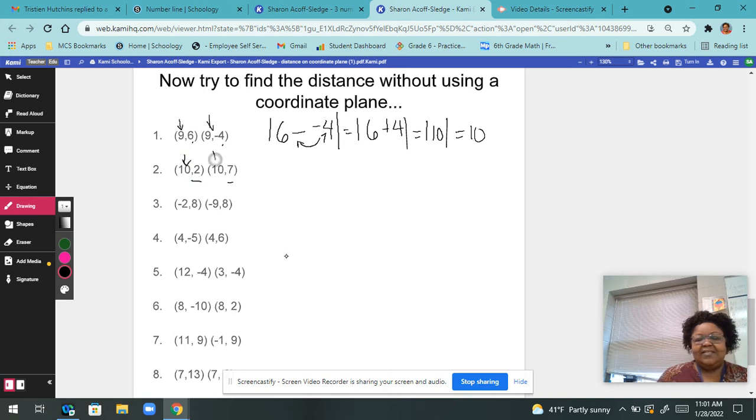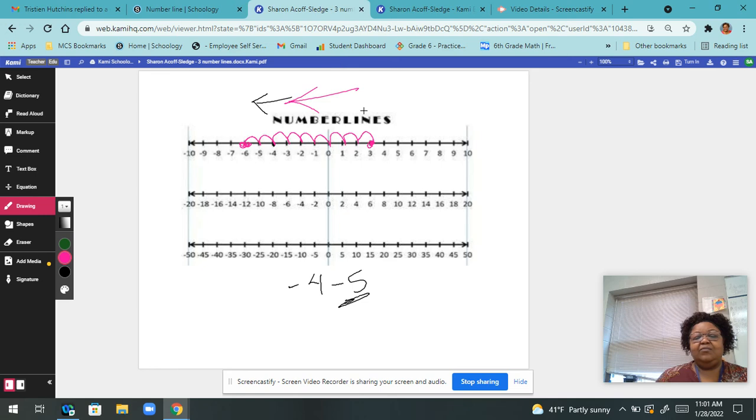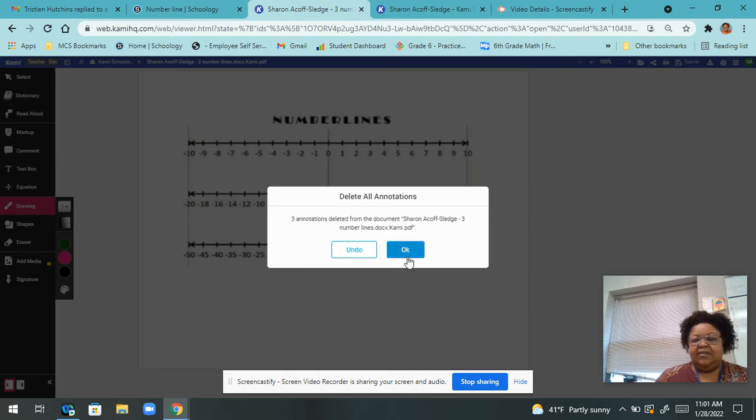Let's do this one. The 10s are the same. So we're going to subtract the 2 and the 7. So the distance between these points is the absolute value of 2 minus 7. And the signs are different, so we subtract and keep the sign of the larger number, or we go to our number line. There's nothing wrong with still using a number line. We are in the 6th grade, and that's perfectly fine.